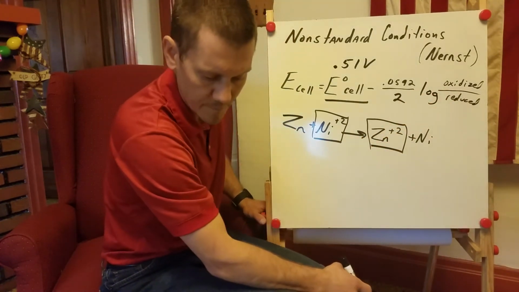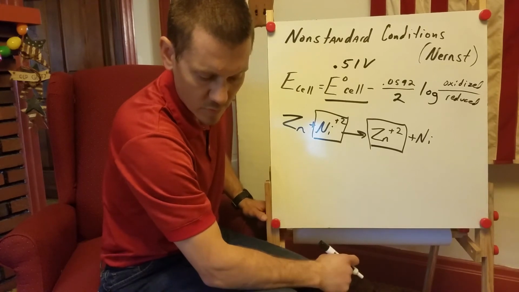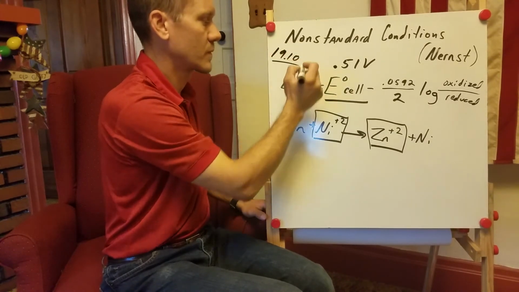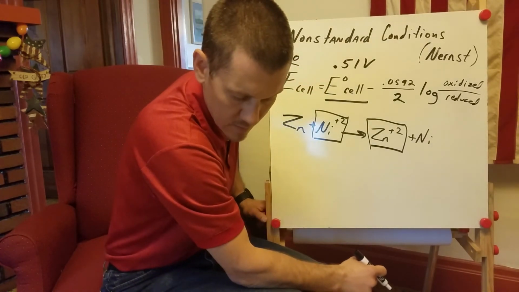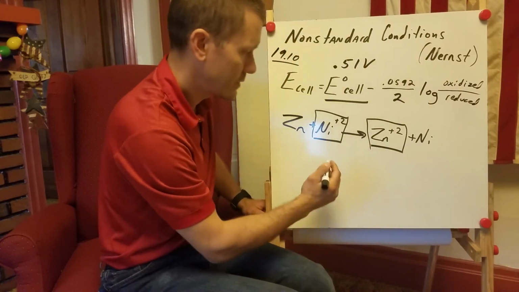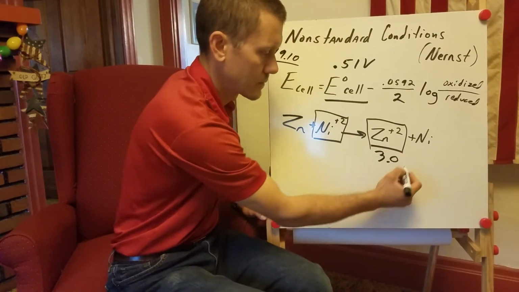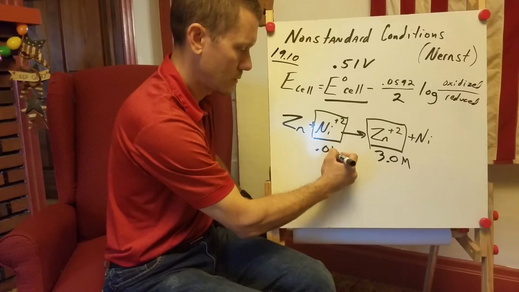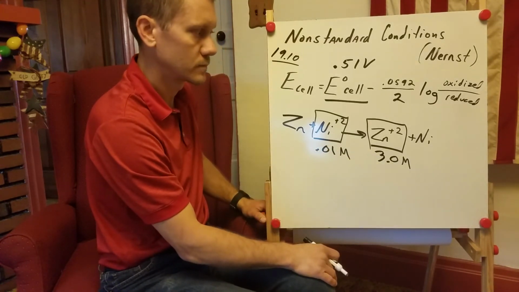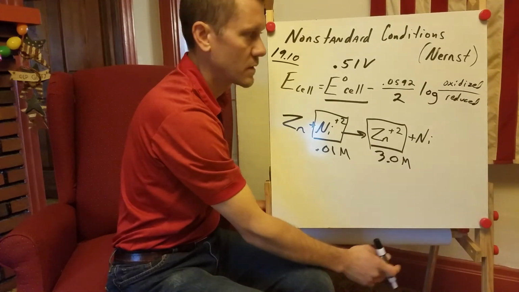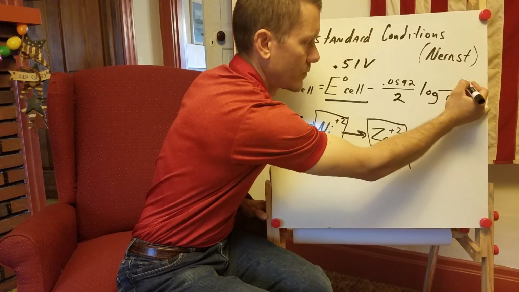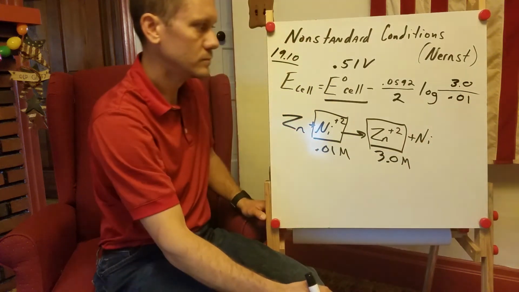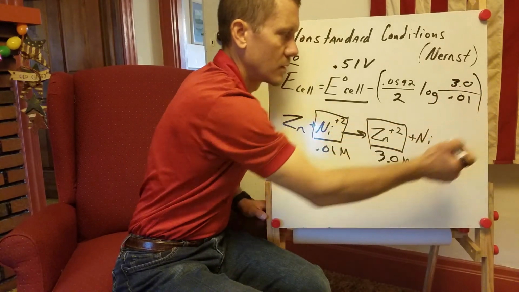Okay, so they walk you through one in the example, and then the practice problem, 19.10, says they're giving you a molarity of 3 molar for the zinc ions and 0.01 for the nickel. So those go into your equation there, 3 over 0.01. And this becomes your correction factor.